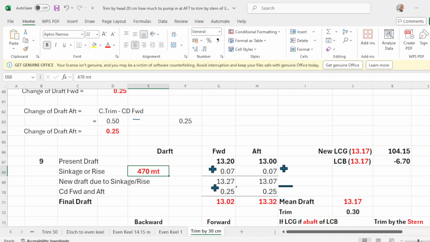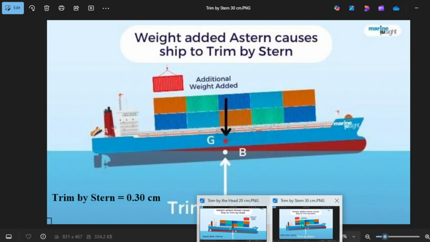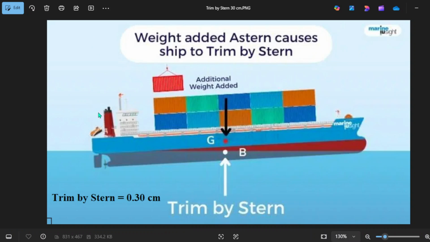Okay, I will just show this figure. So when you put your weight here of 470 metric tons, the tendency of the vessel aft will be to sink because you have more weight here. Since you have more weight here, the forward part will go up. It's like a seesaw. So when this part goes down, the forward part will go up.